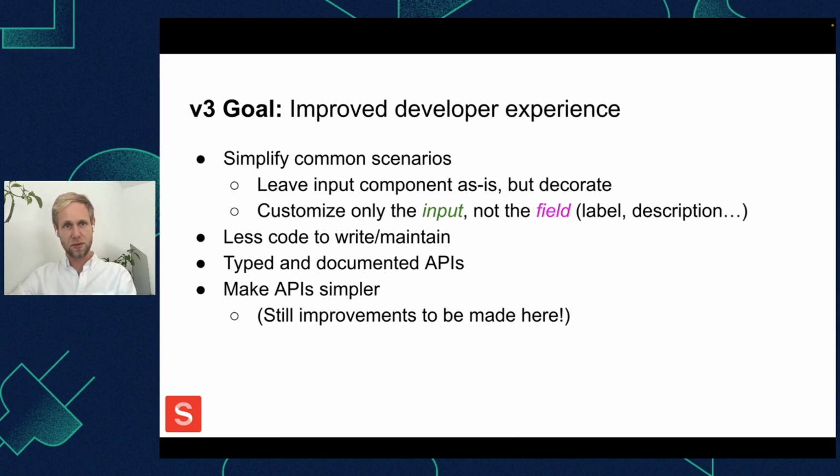So with V3, our goal was to improve the developer experience of these by simplifying some common scenarios, like leaving the input component as is, but sort of decorate or provide additional functionality around it, or to customize basically only the input and not the field, like the label and description. We also wanted to make sure that you have less code to write and maintain, and that we have a typed and documented API. And of course, just basically iterating on the APIs and making them simpler. And there's still improvements to be made here. So what I'll be showing today is sort of a first stepping stone, and then we'll work over time to make it even easier for you.